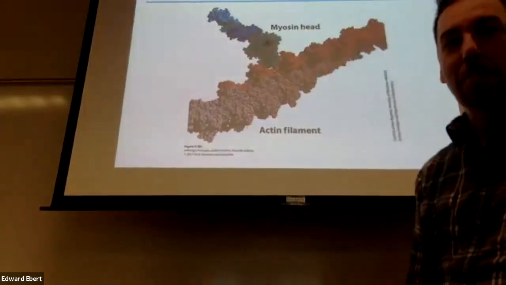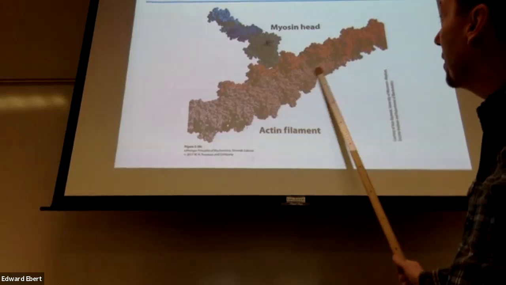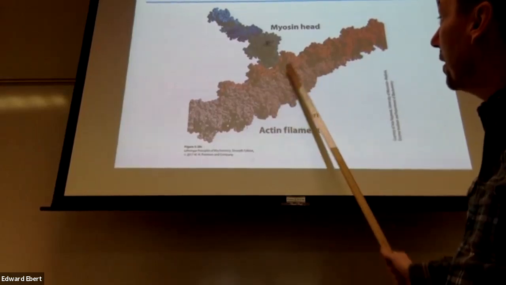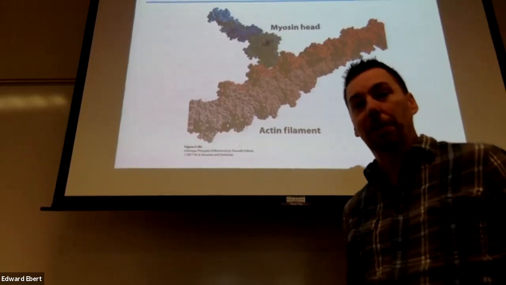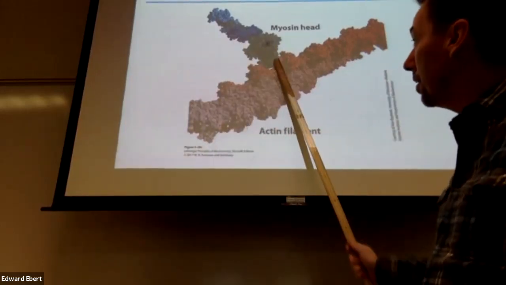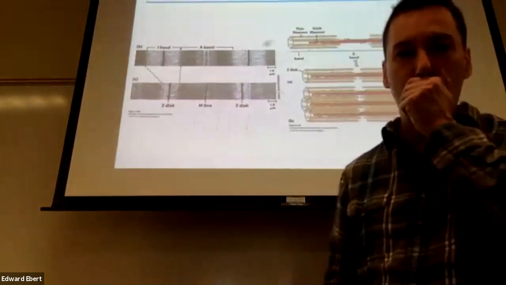Anyway, the myosin thick filaments slide along those actin thin filaments. And that's how our muscles contract and relax, because they basically slide along there. So they're going to interact down here to allow contraction and expansion.